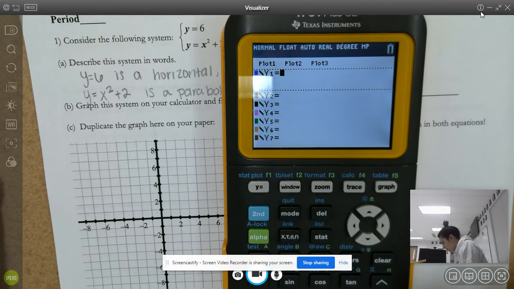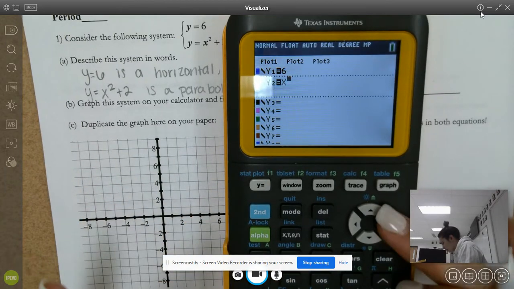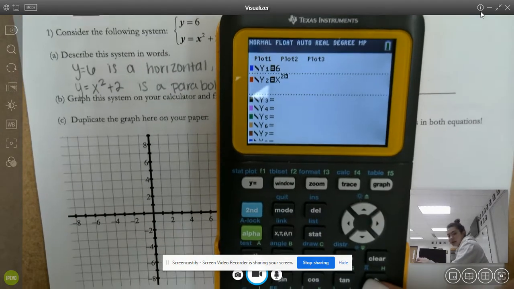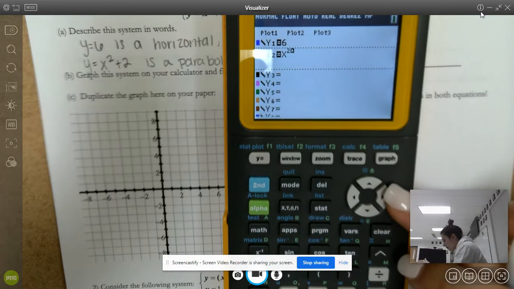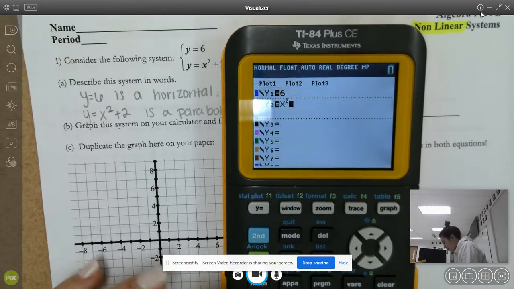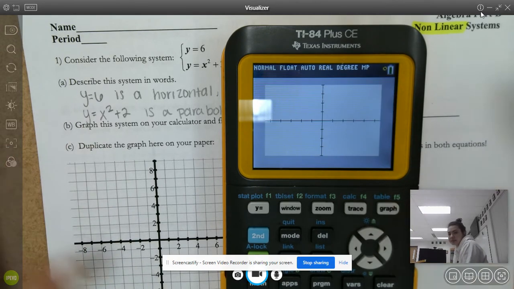The first thing we're going to graph is just 6. Y equals 6, the horizontal line. The next thing we're going to graph is x squared. Remember, you can use that caret sign right down here, and then you can go ahead and put a 2 there. Make sure you use the side arrow to go back down, and then plus 2. And then we can go ahead and graph this.